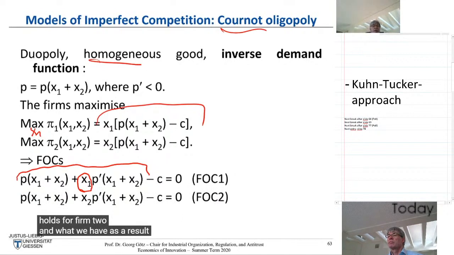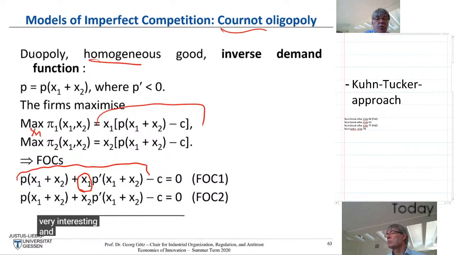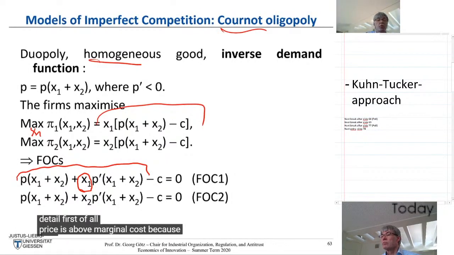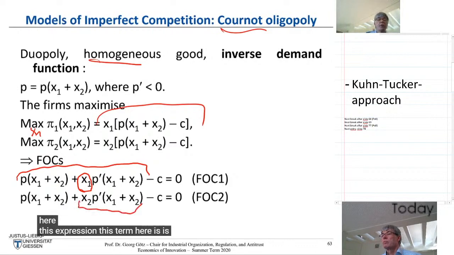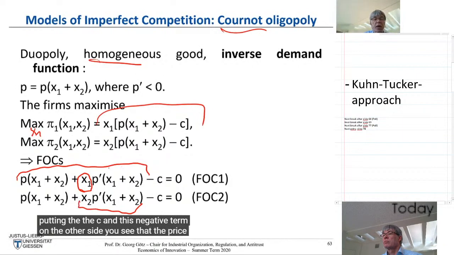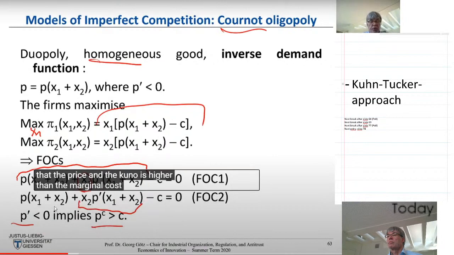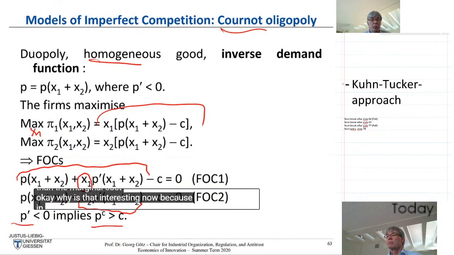And what we have as a result, which is very interesting, and you will see that later in more detail. First of all, price is above marginal cost, because this term here is negative. Putting the C and this negative term on the other side, you see that the price is marginal cost plus something. So because P prime is negative, the price under Cournot is higher than the marginal cost. Why is that interesting? Because in Bertrand we get a completely different result: price equal to marginal cost. Here we get a different result.